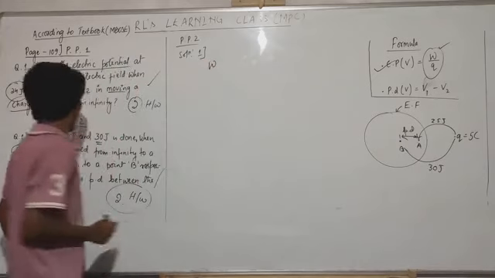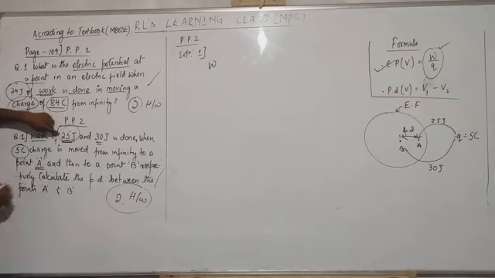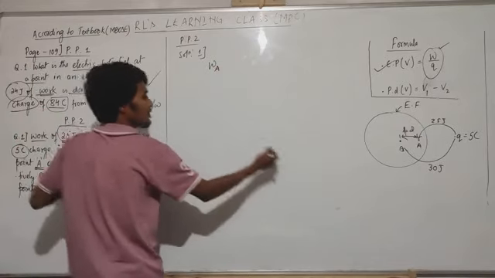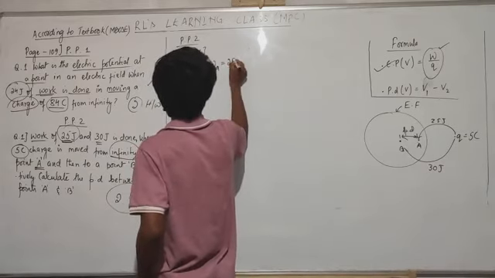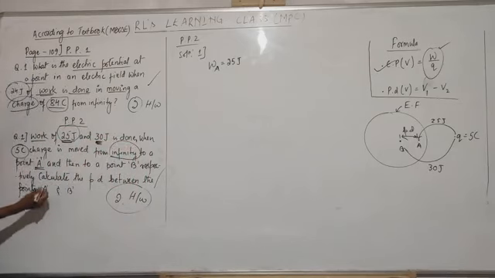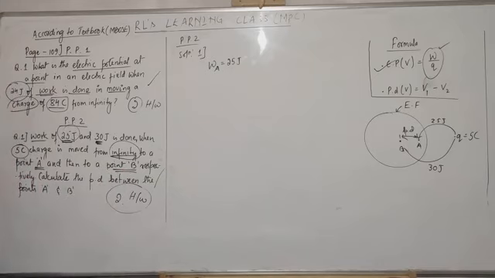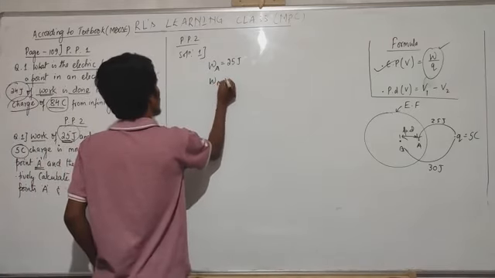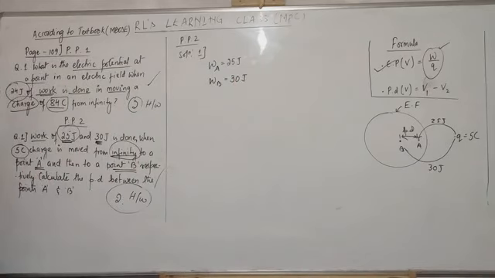Given work, 25 joule means from infinity to point A. I'll write this as WA, the work from infinity to point A, which is 25 joule. And 30 joule is done when moving from infinity to point B. I'll take that as WB, 30 joule, the work at point B.